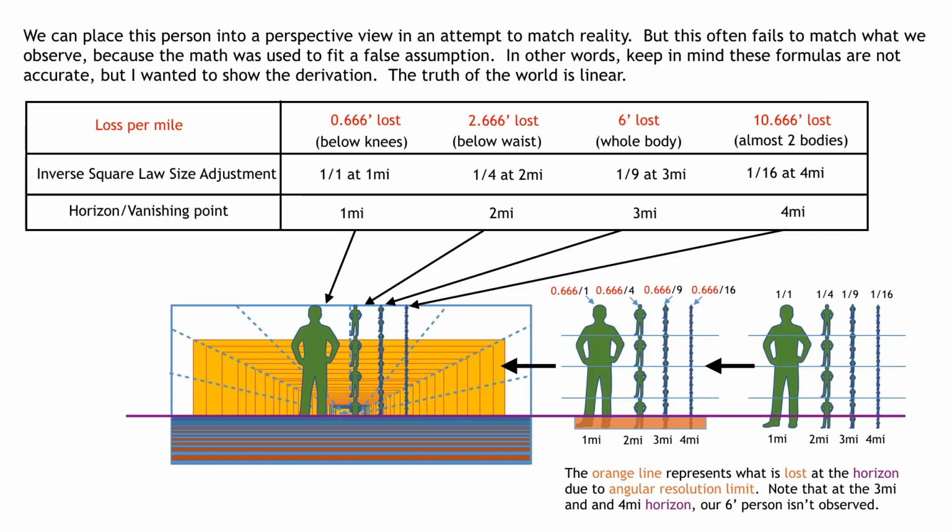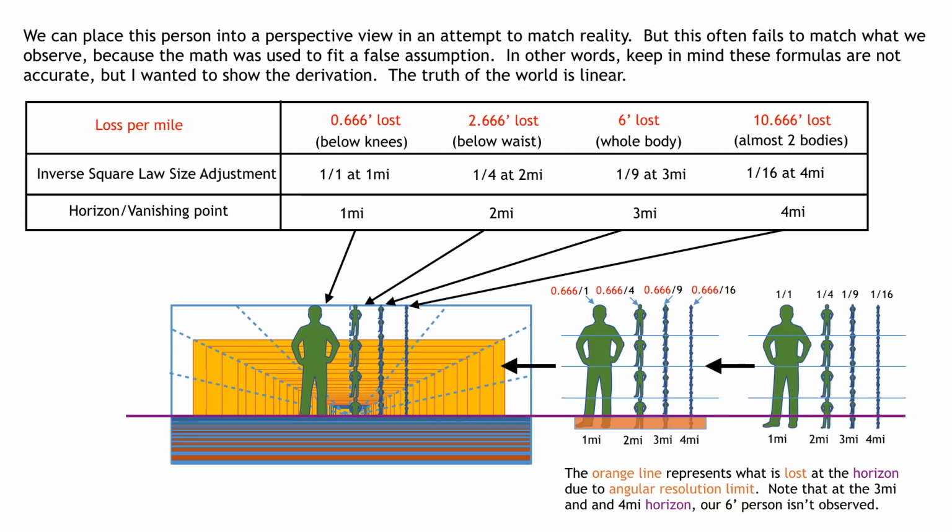So you can see the conversion there going from right to left, and then you can just place that person within the horizon line and you see what you are going to get chopped off at various distances. So one person here is going to get his legs chopped off at 1 mile. He's going to get half of his body chopped off at 2 miles. We're going to lose an entire person at 3 miles, and we're going to lose 2 entire people, or almost 2 entire people at 4 miles. It's just going to keep going from there.